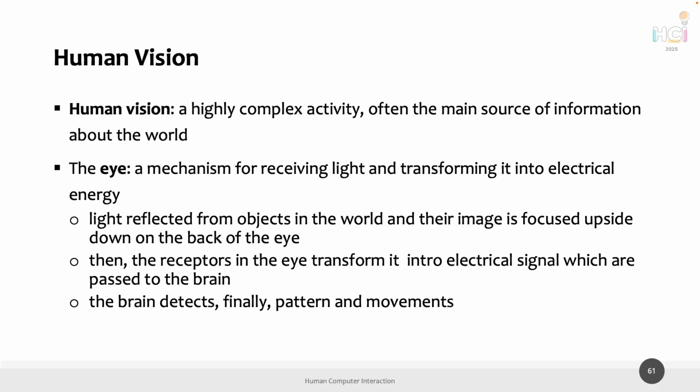In reality, the light reflected from objects and the image that we perceive is focused upside down, and then our brain flips this image and transforms it into electrical signals for our brain. And the brain finally detects patterns and movements.